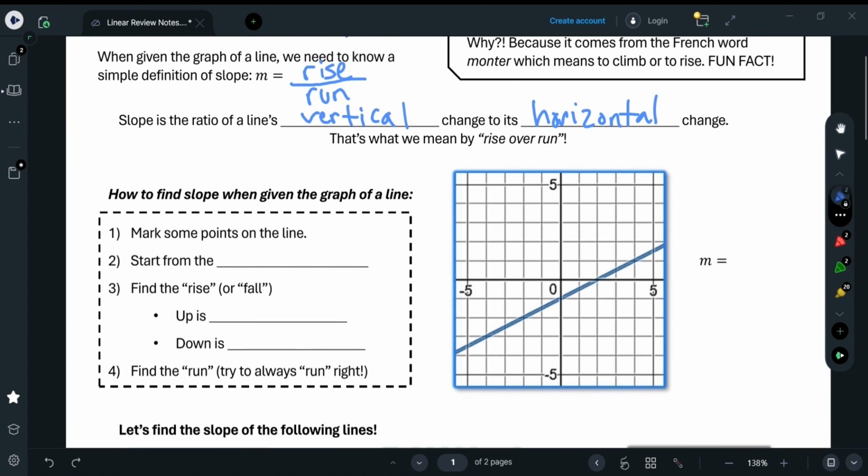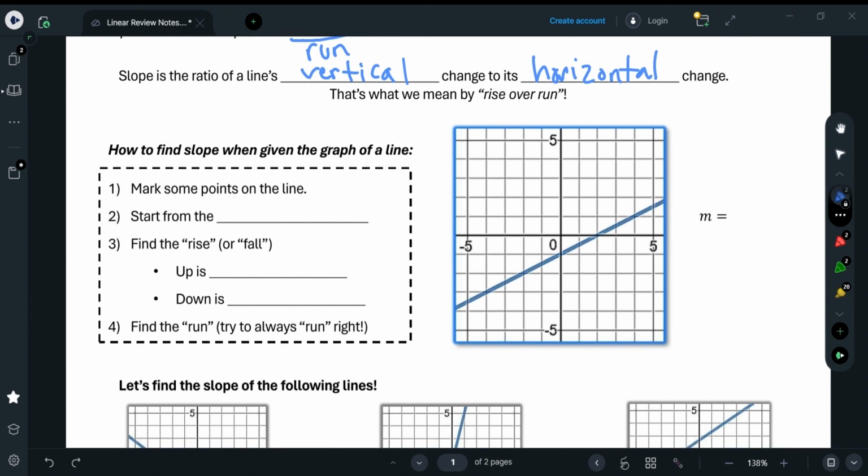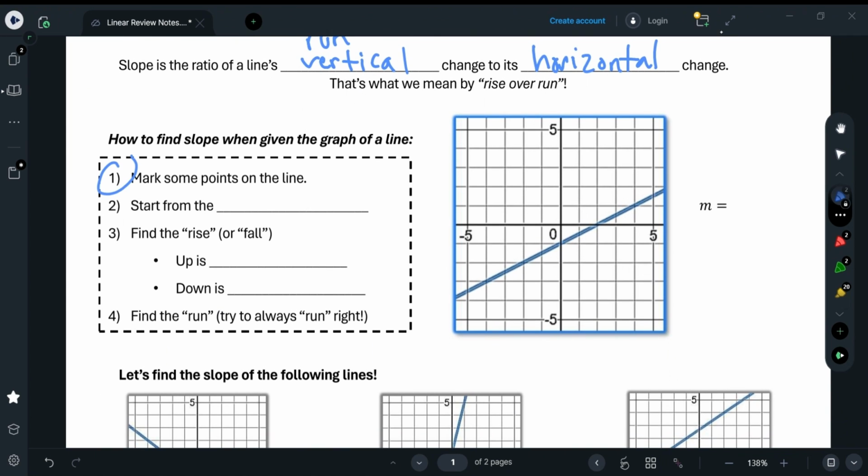Okay, let's take a look at this part here. How to find slope when given the graph of a line. Step one, mark some points on the line. Let's do that. Now, when you have a graph, ideally you want to mark points that are on the grid. So this would be a good point, because look, that's right on the grid. This point here, not so good, because I know it's on this line, but it's not on a grid line, it's in between two. So I wouldn't want to pick that point.